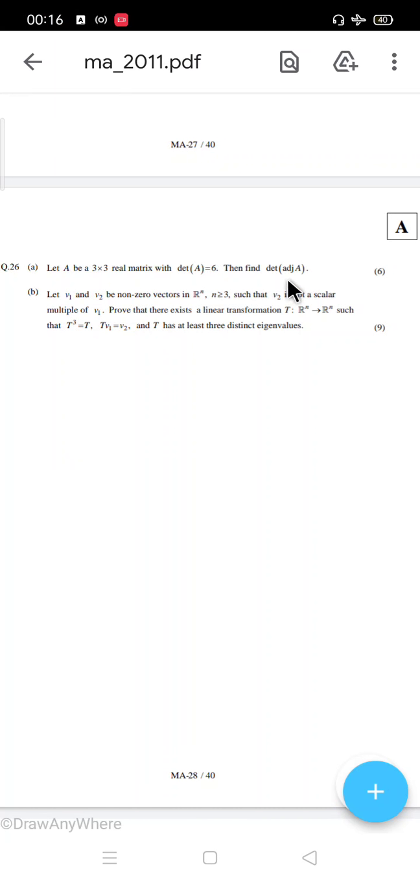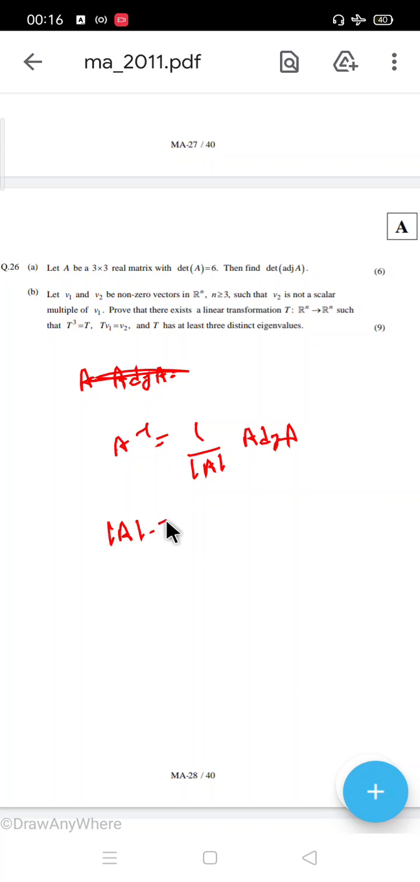Yeah. See, how to find the determinant of the adjoint? A into adjoint of A, that is equal to, see, A inverse equal to 1 upon determinant of A into adjoint of A. So you will be having determinant of A into identity, that is equal to A into adjoint of A, but I want adjoint of A, so keep this here, into A inverse. So adjoint of A, that is determinant into A inverse.